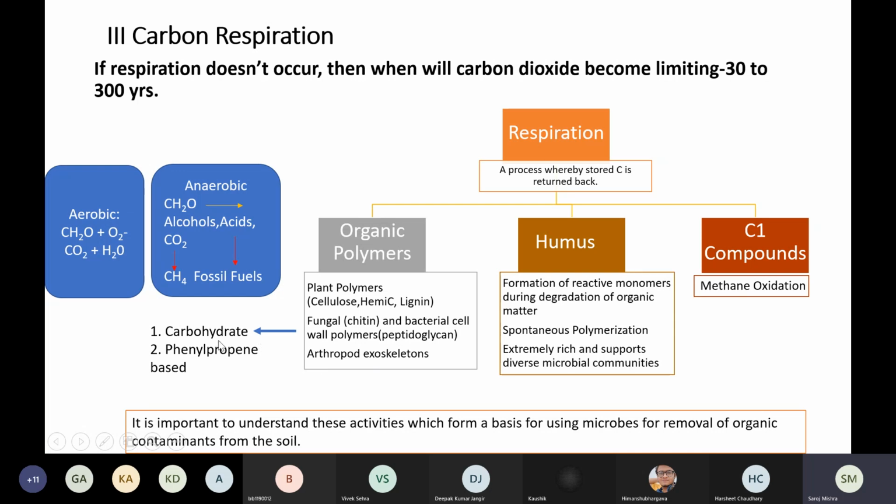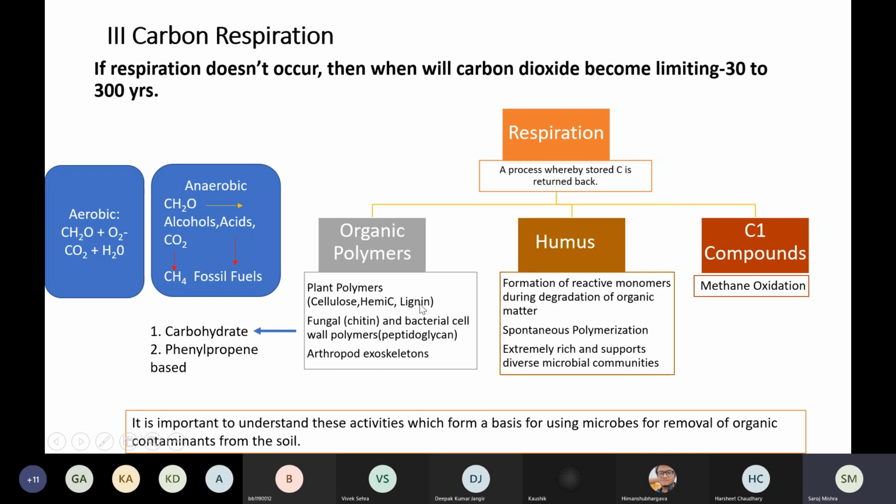Either they can be carbohydrates, or these are phenylpropene based polymers. For example, if you look at cellulose, cellulose is only a glucose polymer. You put glucose in a beta-1,4 linkage, and you put thousands of these together in a beta-1,4 linkage and you come up with cellulose. So it is basically a carbohydrate polymer. Similarly, the hemicellulose, for example, is something between C5 sugars like arabinose or xylose, or glucose. So again, it is a carbohydrate polymer.